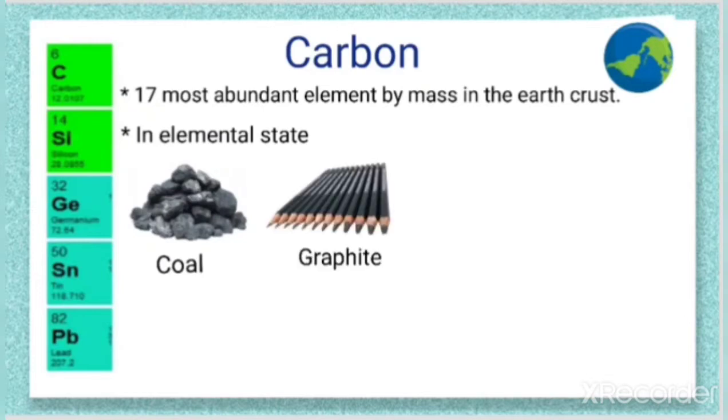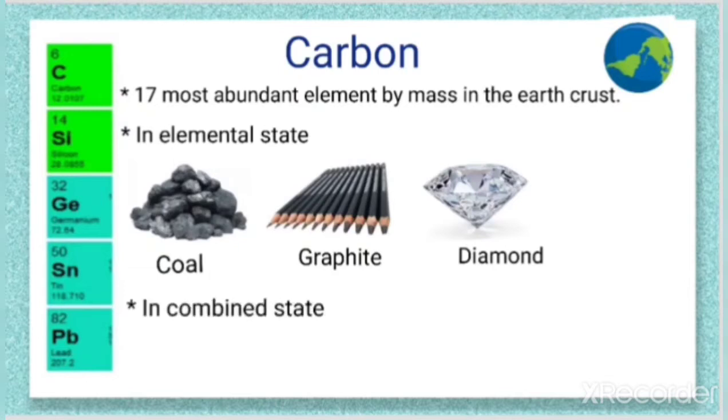Next, graphite. Graphite is familiar to you. The pencil lead is actually made of graphite. That is a very good conductor also. So that is a form of carbon, and carbon even exists in nature in the elemental form as diamonds. Diamonds are quite expensive stones, and they are actually made up of carbon. So in the elemental state, carbon exists in nature in the form of coal, graphite and diamond.